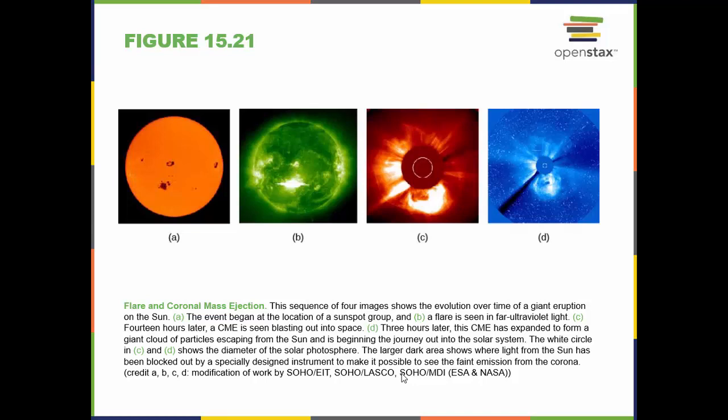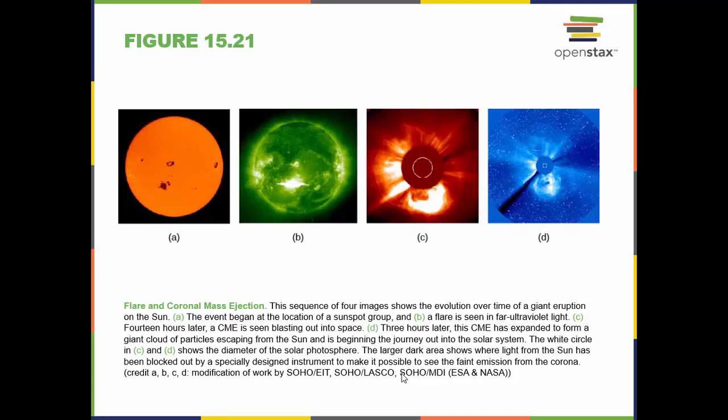And if we look at C, this is 14 hours later, and we see the coronal mass ejection blasting out into outer space. And if we look at D, this is 3 hours later, where this coronal mass ejection has expanded to form this giant cloud of particles escaping from the sun. And it begins its journey through the solar system.